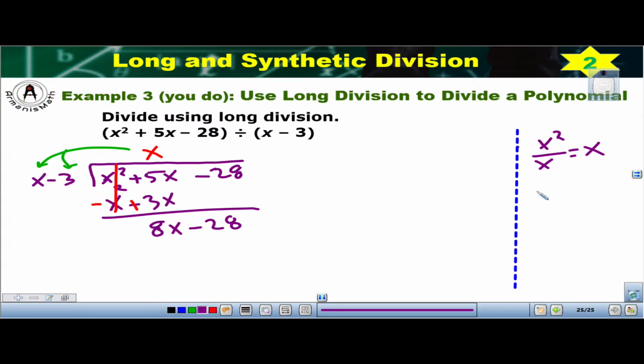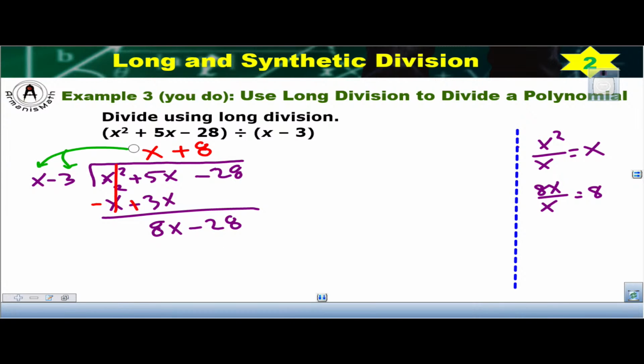Same process. What do you think I'm going to do now? What's my next step? I'll take the 8x and divide it by the x, which should give me just the 8. So plus 8. Oh, come on, Armani. This is a red at the top here. Plus 8.